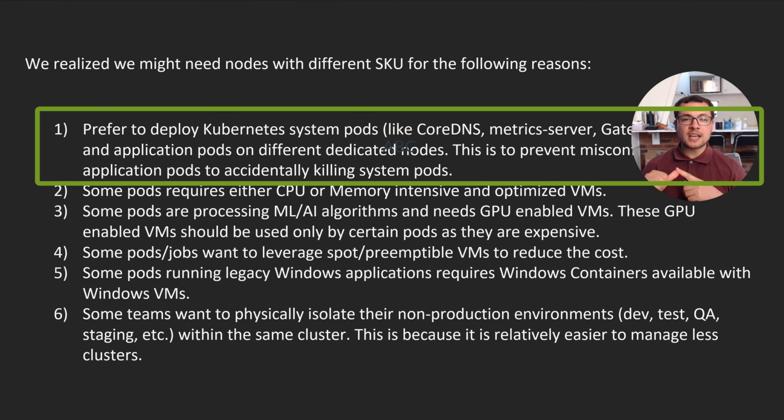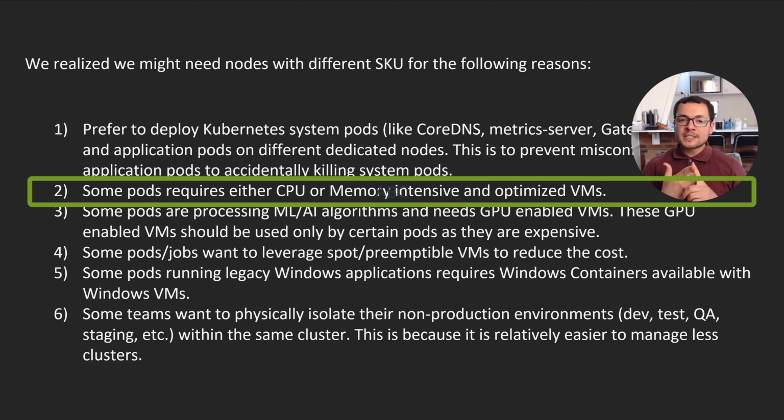Number one reason is that we prefer to deploy Kubernetes system pods, like the core DNS, metric server, and gatekeeper add-ons, and application pods onto different dedicated nodes. We want to separate system pods and application pods. This is to prevent misconfigured or rogue application pods from accidentally killing system pods.